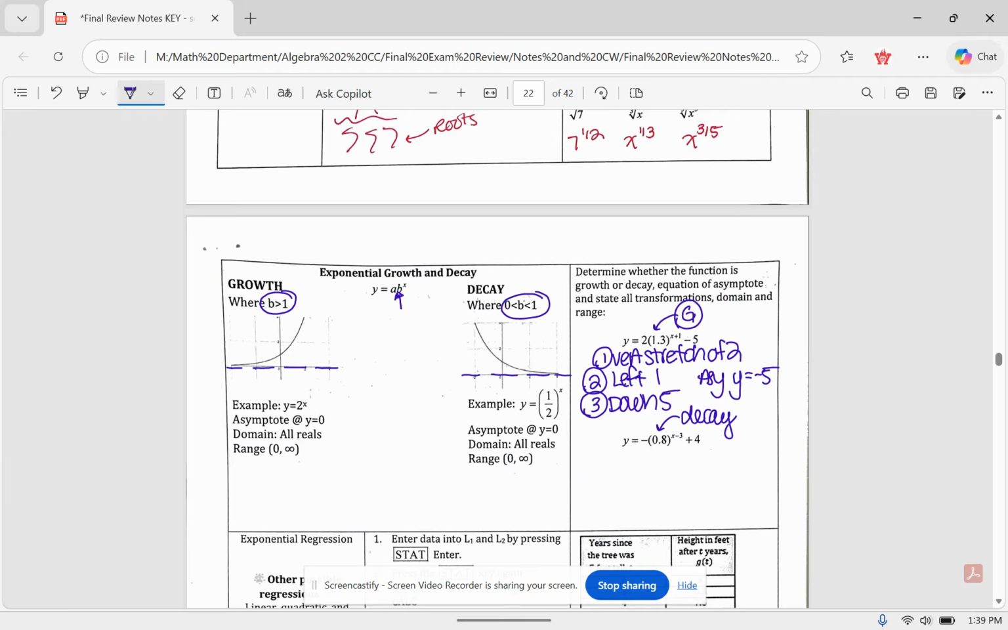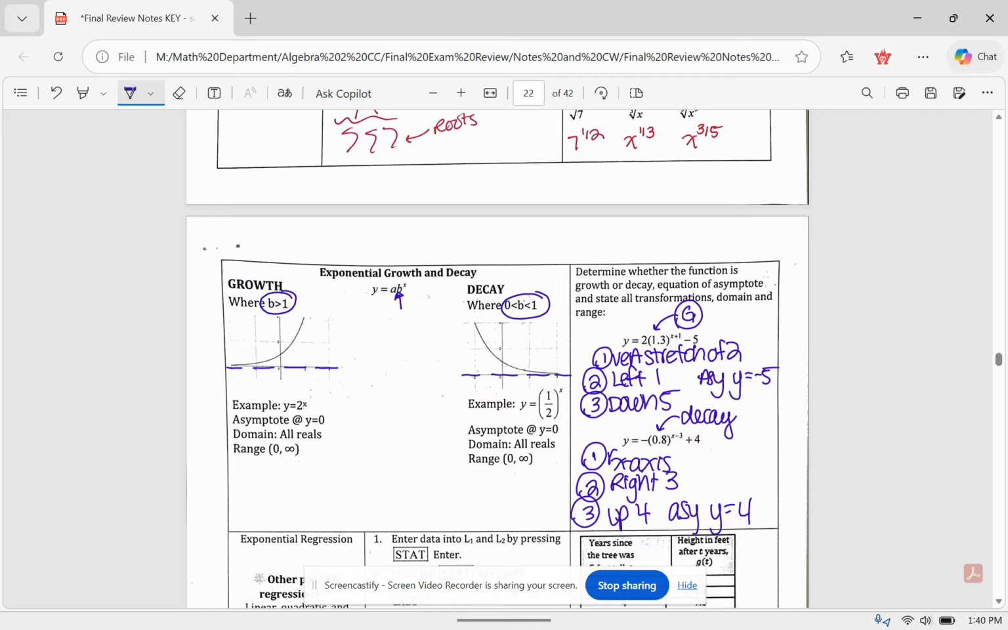For the next example, I'm seeing 3 transformations, the first being a reflection in the x-axis. That's what that negative in front does. The x minus 3 means move to the right 3 units. And then the plus 4 means up 4. So now the asymptote would be at y equals 4. So whatever your shift up or down is will correspond to the asymptote.